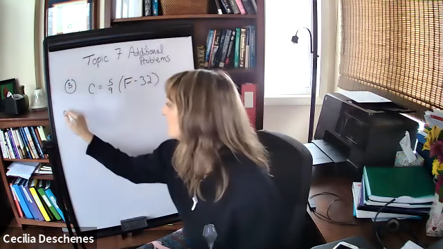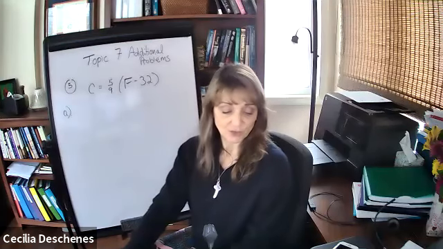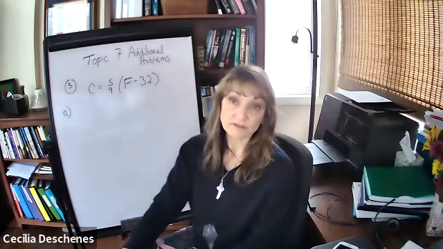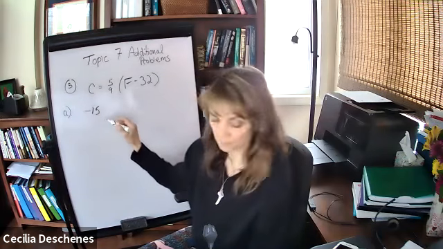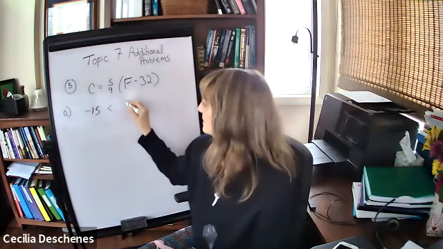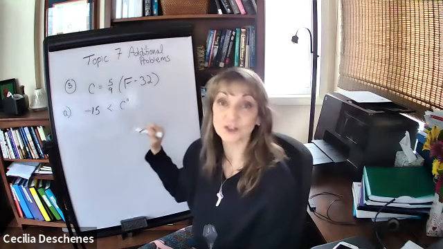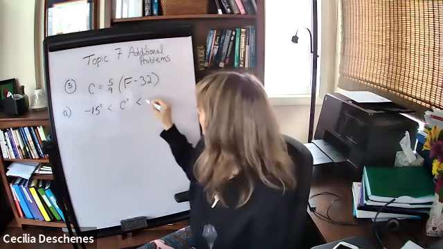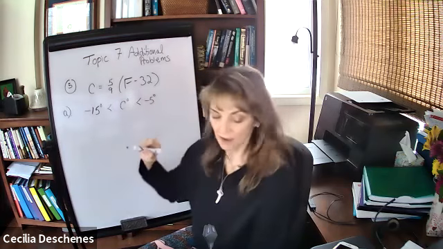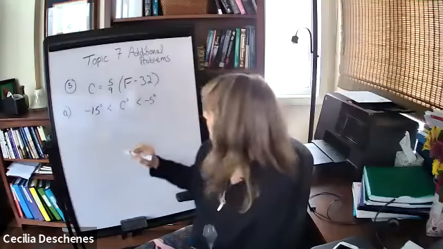And then the first question, A, says, if the temperature range for Montreal during the month of January is given by negative 15 less than C, the measure of temperature in Celsius, less than negative 5 degrees, then what is the range if you were to convert this to Fahrenheit in Montreal for the same month?